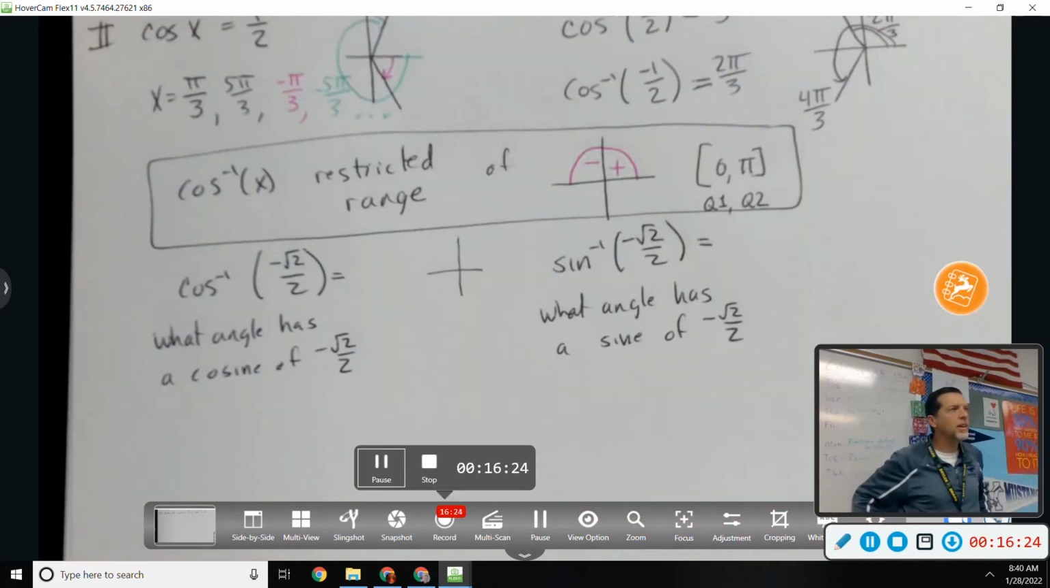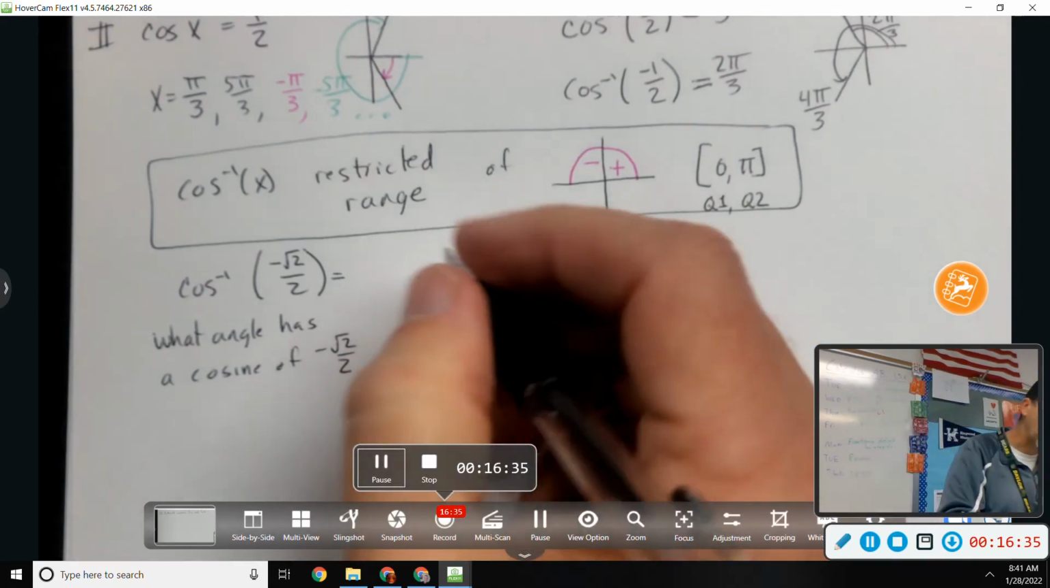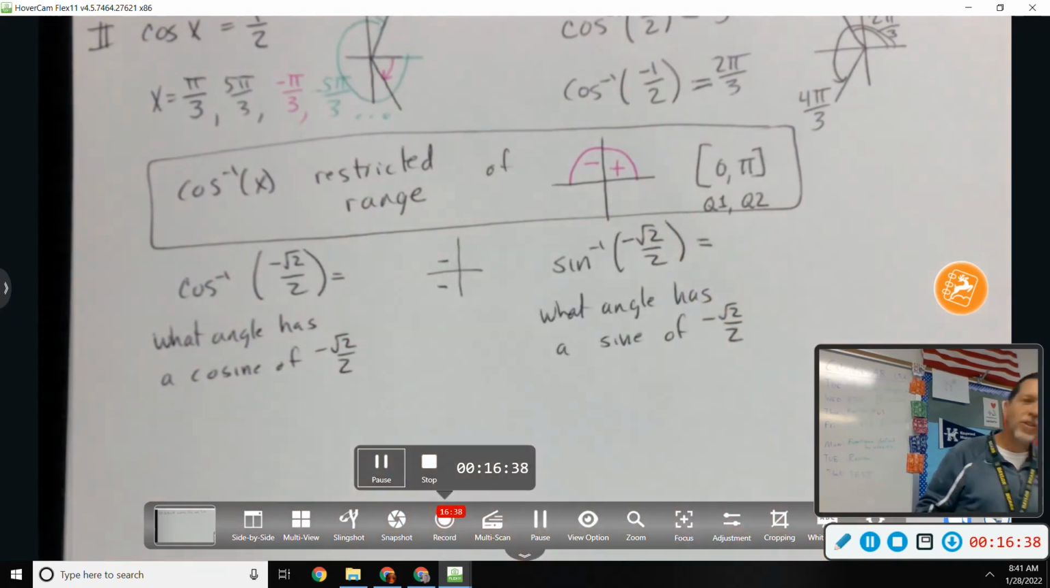Where's the cosine negative? What quadrants have a negative cosine? Left side. On the left side. That's a great answer. Cosine is left and right, so cosine's negative on the left. So that's 2 and 3, but on the left is a better answer. So cosine's negative over there.